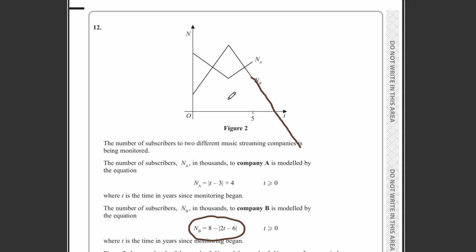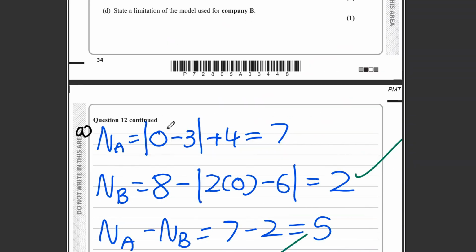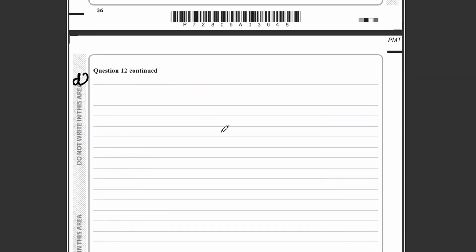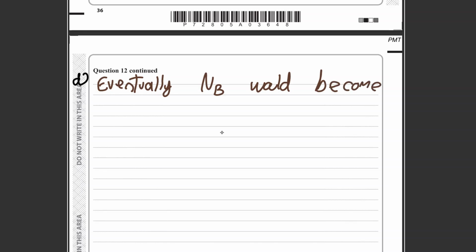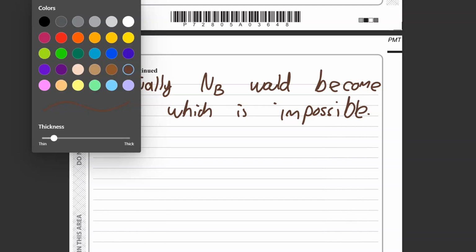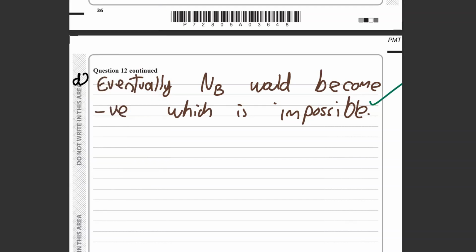It would just keep going on and on and on. So the limitation of this model, it says we need to state a limitation. You can just say something like eventually NB would become negative, which is impossible because obviously you can't have a negative number of subscribers, and that would give you the mark.